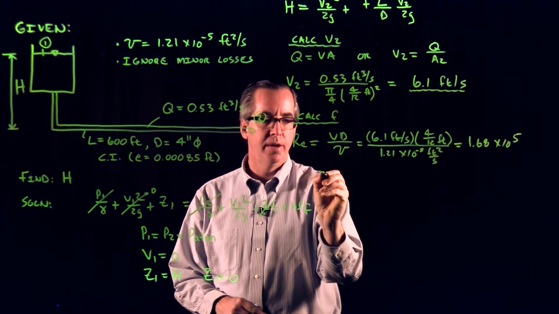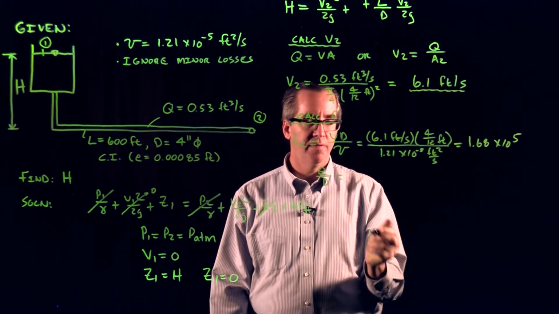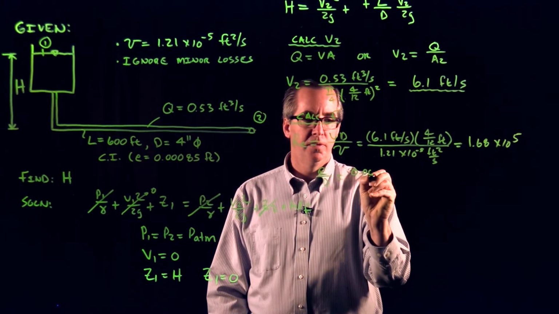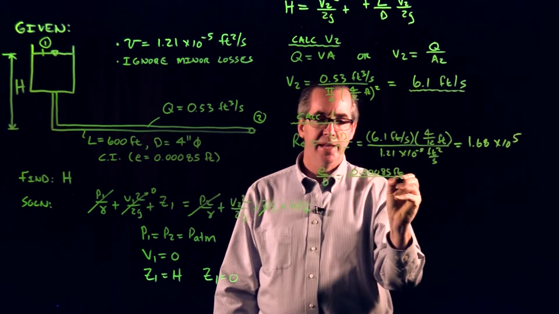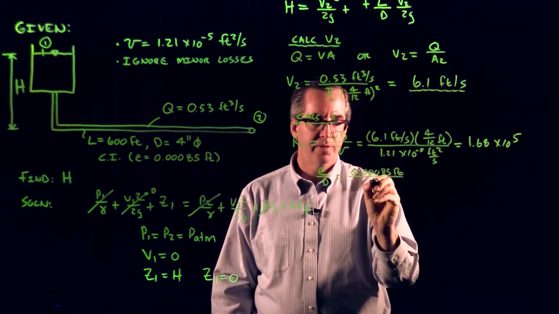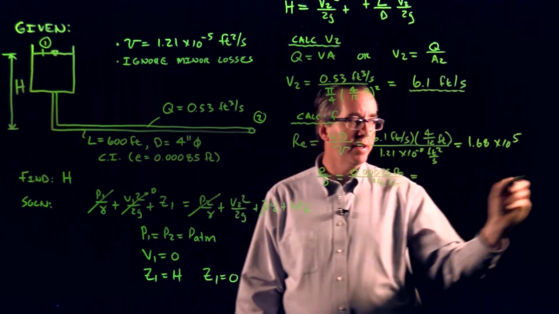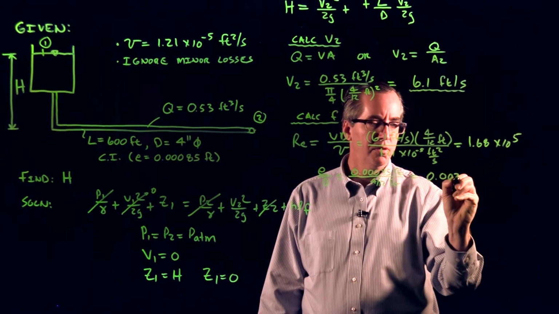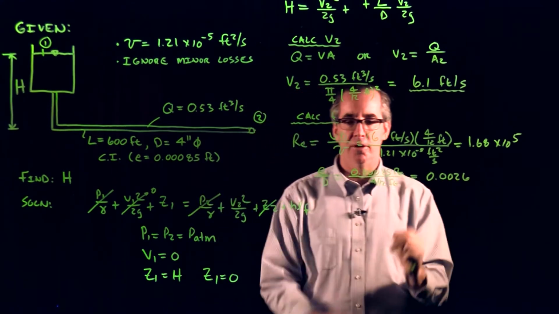The second piece of the Moody diagram is based on the relative roughness. We have a roughness of 0.00085 feet. The relative term means that we divide by the diameter of the pipe itself, which is again 4/12 feet. And that gives us a relative roughness term of 0.0026. It's unitless, so essentially it's like a percentage.